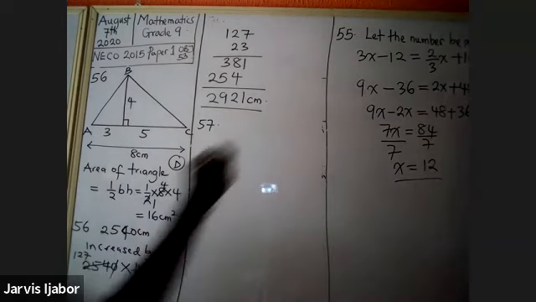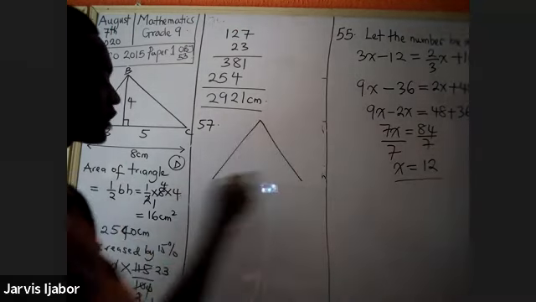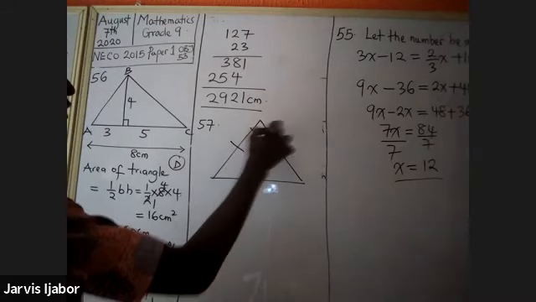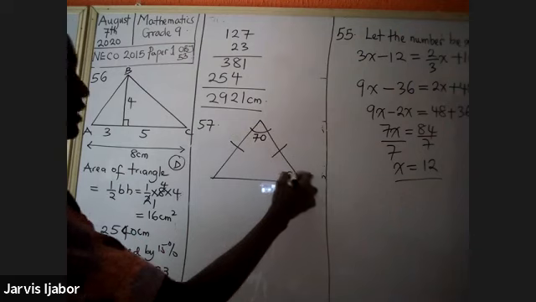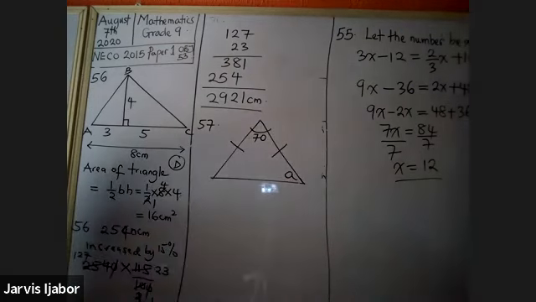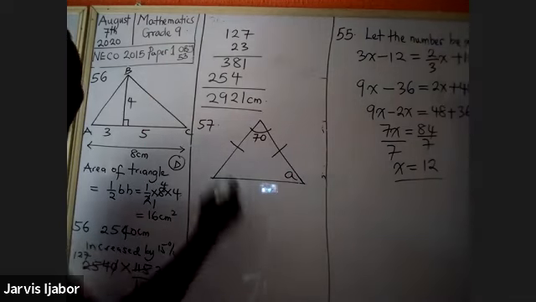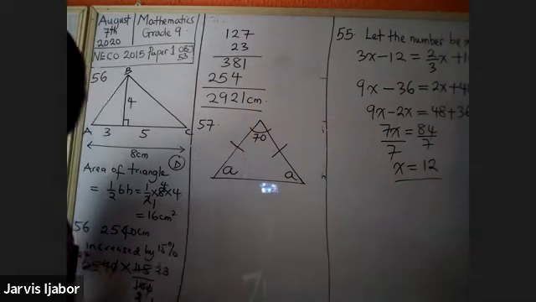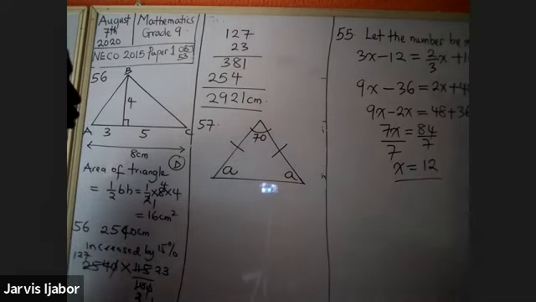So the next question now, question 57, is testing your knowledge of properties of a triangle. And the triangle given to you in that diagram is an isosceles triangle. This is 70 and this is A. You are told to find A. I remember that for isosceles triangle, the base angles are what? Equal. So this one will still be A also. This is A and this will be A also. Are we together?